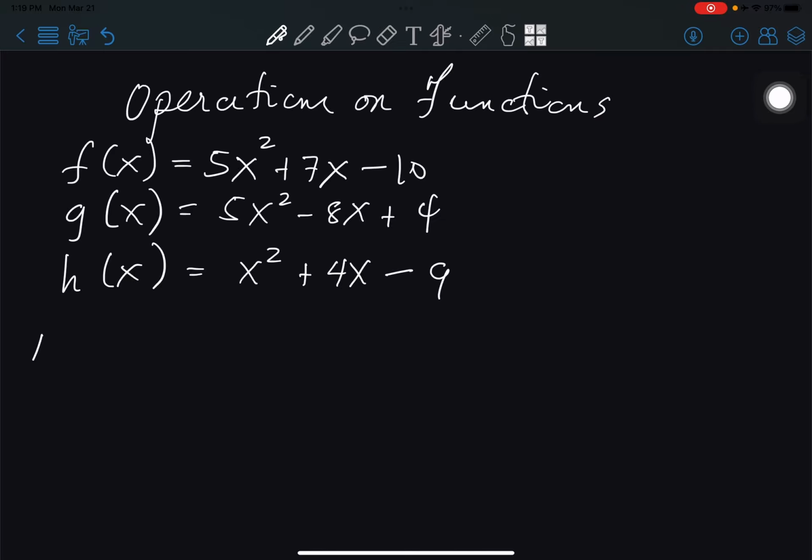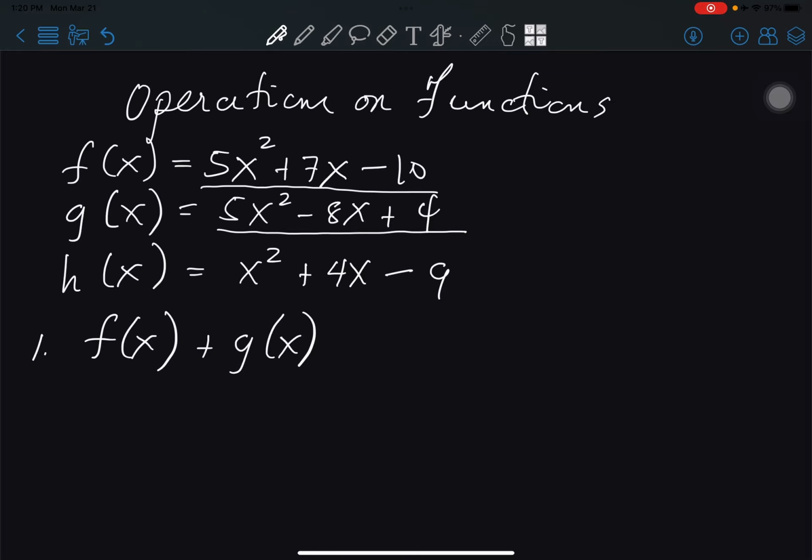Let's say we are going to find out the sum of f of x and g of x. To find out the value of the sum of f of x and g of x, we are just going to replace the value of our functions here. So f of x and g of x will be replaced. So f of x, as you can see here, is equal to 5x squared plus 7x minus 10. And g of x is equal to 5x squared minus 8x plus 4.